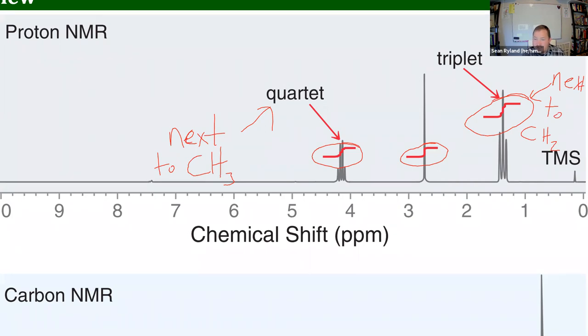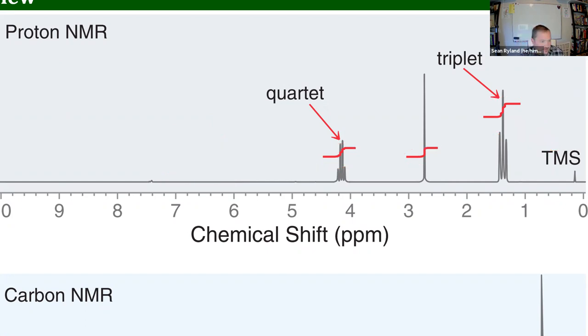a CH2 in the middle of an ester, or with an ester on each side, maybe. But there's going to be something that tells us how we can arrange these things here. We know we probably have two ethyls, a CH2 next to a CH3, right?